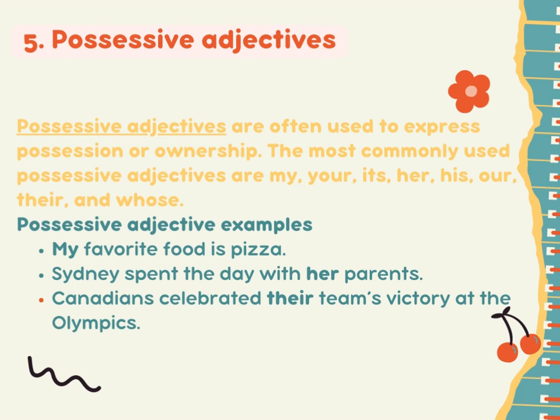Number 5. Possessive adjectives. Possessive adjectives are often used to express possession or ownership. The most commonly used possessive adjectives are my, your, its, her, his, our, their, and whose. Here are a few examples. My favorite food is pizza. Sydney spent the day with her parents. Canadians celebrated their team's victory at the Olympics.